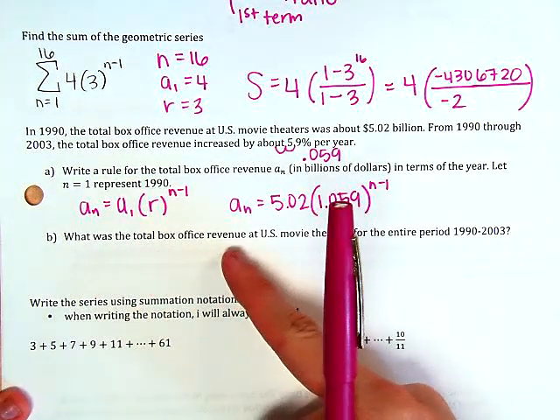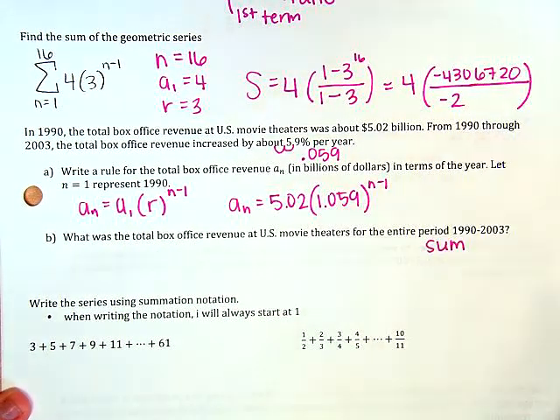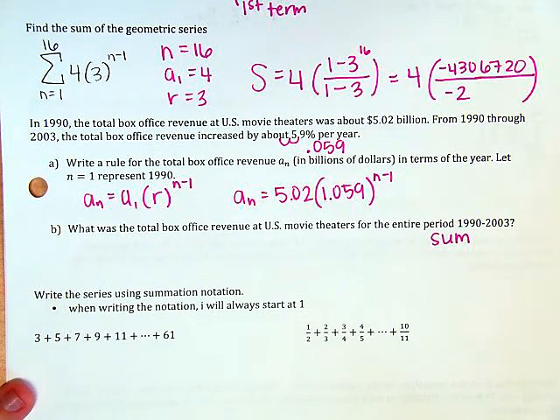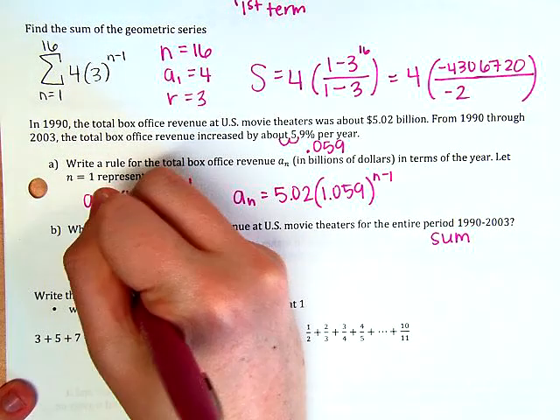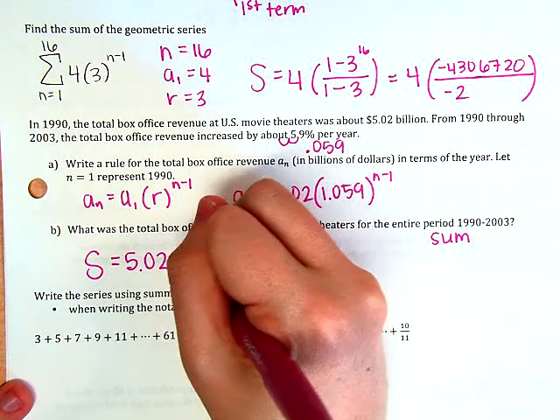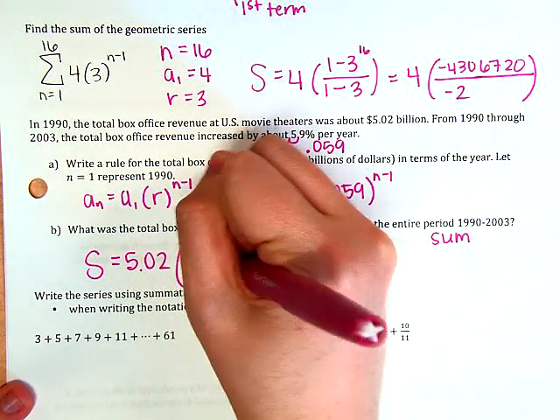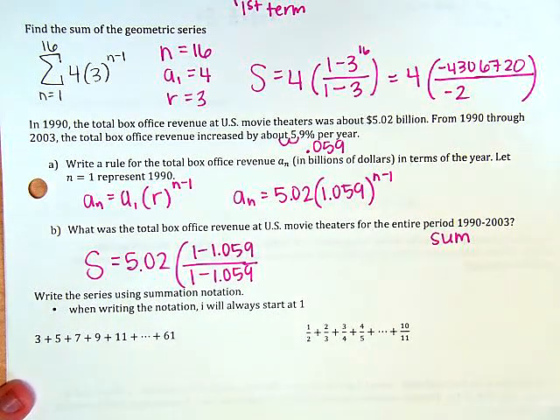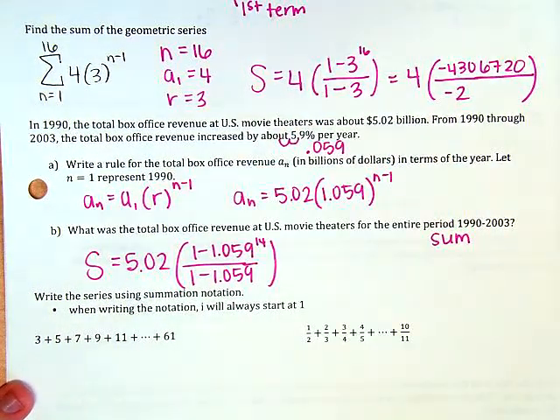So that would be my equation. What was the total box office revenue from that total period? That means sum. I'm adding all those together. So if I go to my formula for sum, I need my first term, 5.02, 1 minus my ratio, 1.059, 1 minus 1.059, to the power of how many years am I adding up? 14.